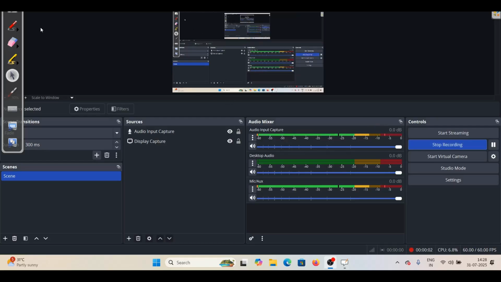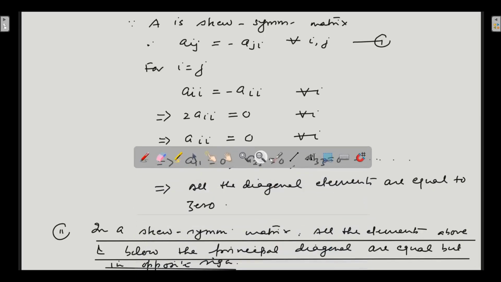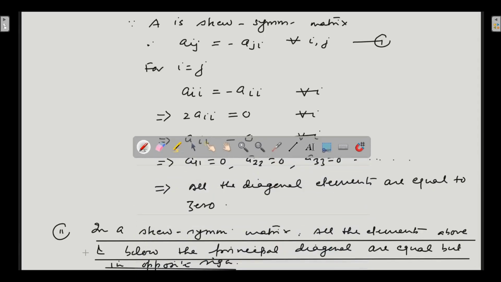Now let us learn about the second property of skew-symmetric matrices. The second property says that in a skew-symmetric matrix, all the elements above and below the principal diagonal are equal, but in opposite sign. This definition is quite clear from the definition itself.